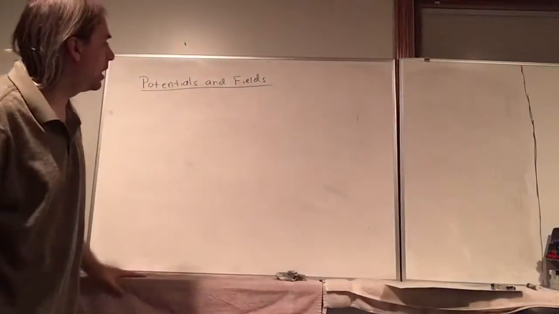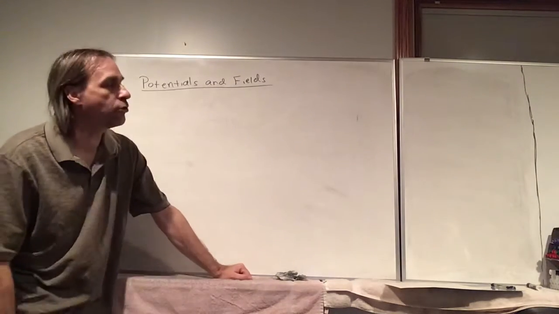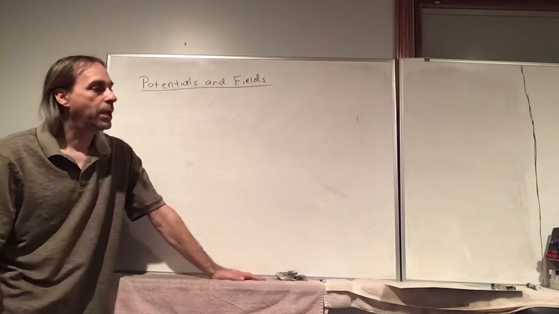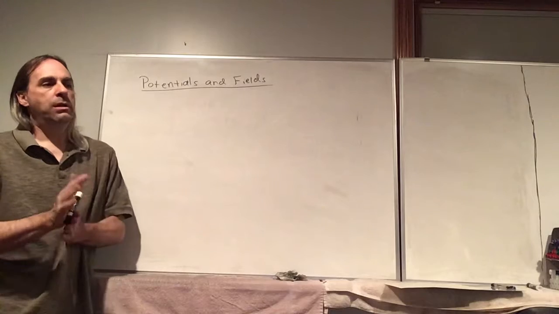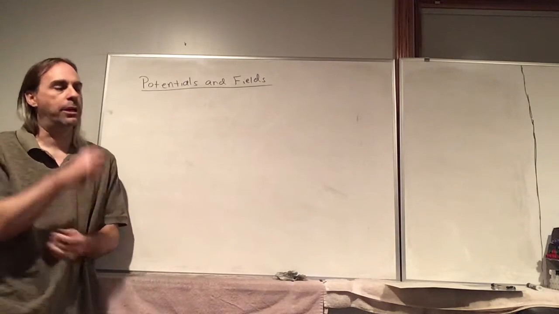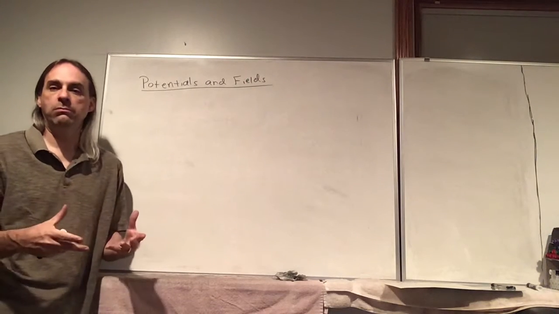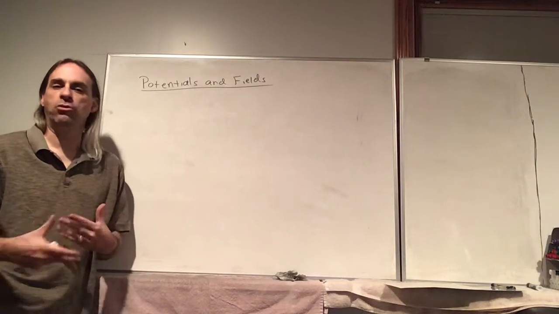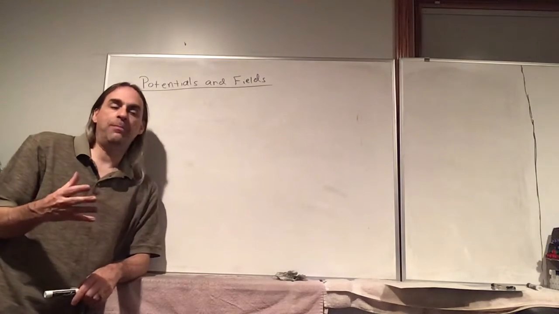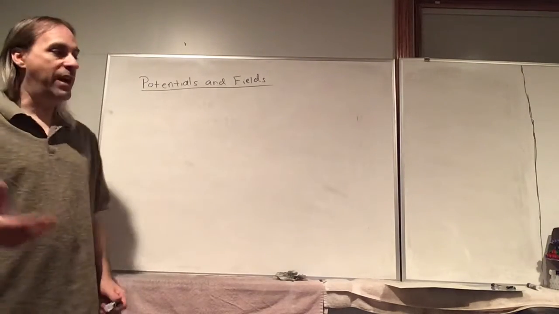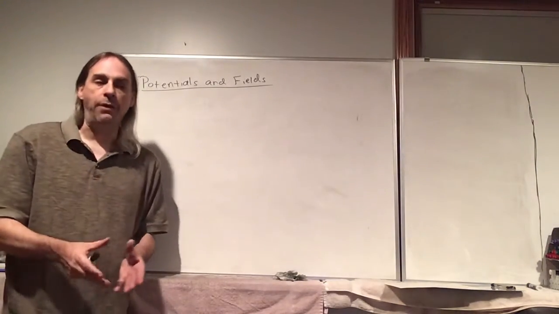Hello, class. Okay, so we're going to talk about the connection between electric potential and electric fields. What we're going to do is show that there is a connection between them. Specifically, say you know the electric field. We can find the potential in that region as well. And similarly, if we know what the potential looks like in a region, we can find the electric field in that region as well. So given one, you can always find the other.